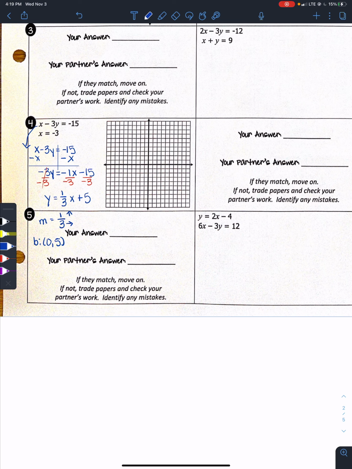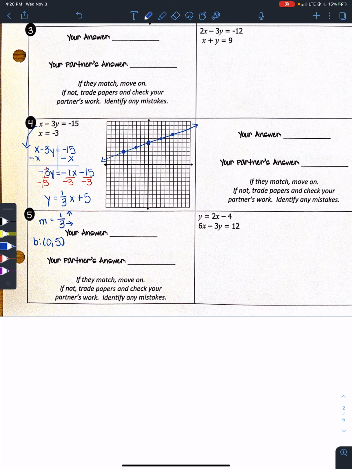So starting at (0, 5), 1, 2, 3, 4, 5. And then we're going to go up 1, right 3. Up 1, right 3. Okay? Or we can go down 1, left 3. Down 1, left 3. Now, if you have a ruler, great. If not, try to get that as straight as you can because precision matters when we're graphing. Okay? All right, so there's our first one.